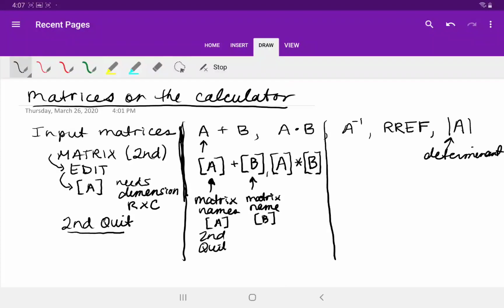Then you're going to hit a big plus sign, plus or times. And then you're going to do the whole process again with the matrix name B, second quit. I believe you don't have to hit second quit for this one, actually. I think once you hit the names, that's actually it. I'm not doing it on my calculator right now, but I'm pretty sure that's it. So then you add here, or you would multiply.